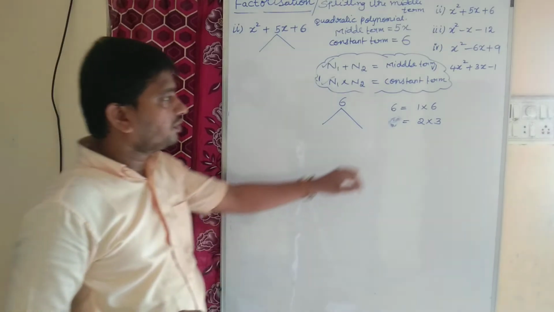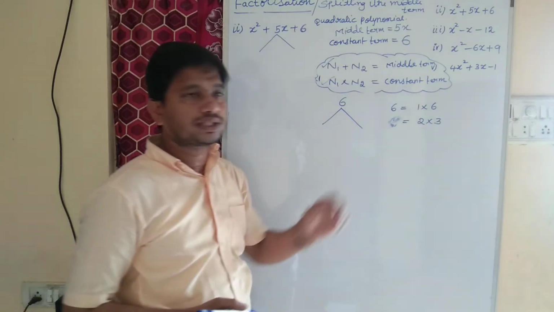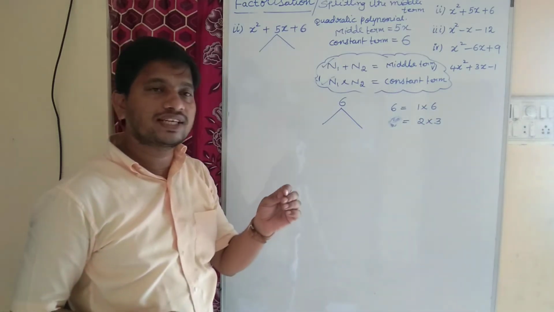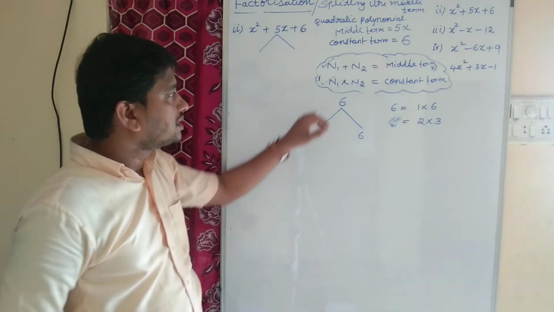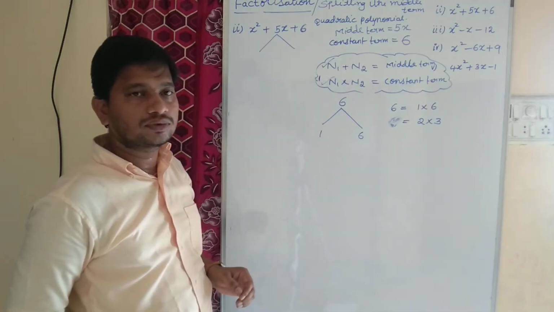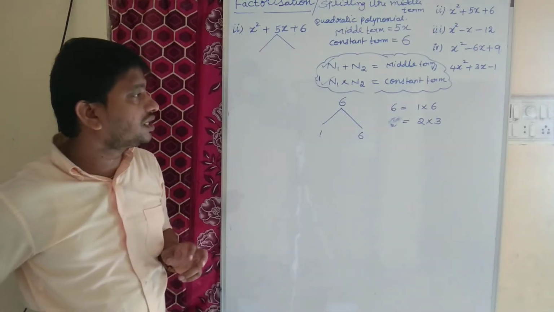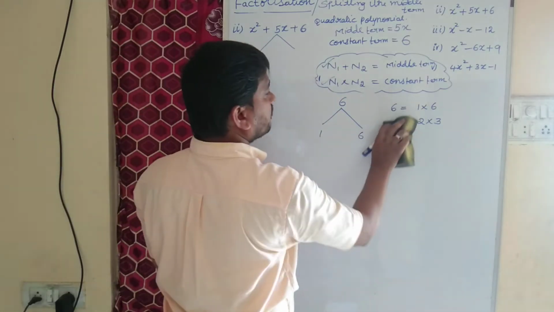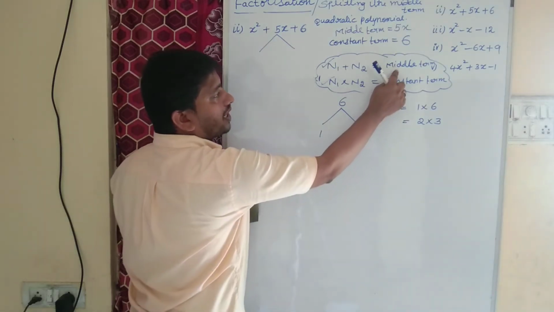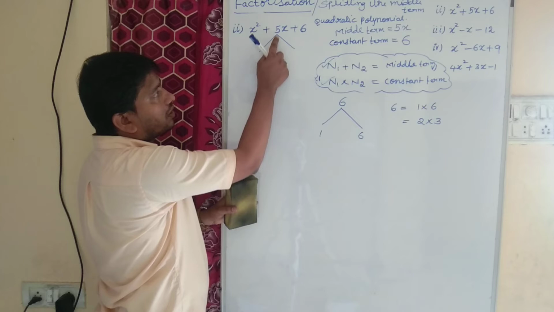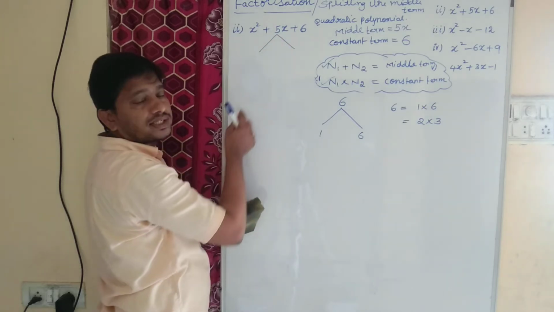Let us check the first possibility, 1 into 6. Yes, of course 1 6 is 6. Second condition is satisfied. Now coming to first condition. What is the first condition, children? The first condition is when we add these two numbers 1 and 6, we need to get middle term. Do we get middle term here? Here middle term is 5x, students.